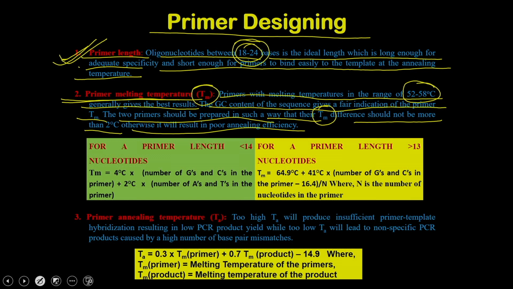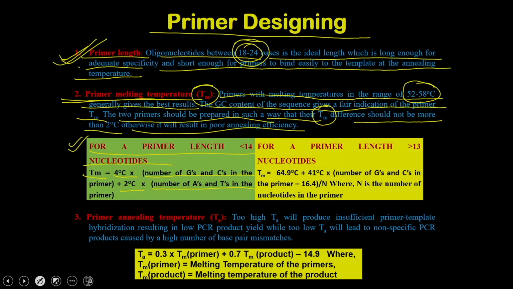How can you calculate the Tm of a primer? If you have a primer of less than 14 nucleotides, you can calculate the Tm simply by counting the number of G and C and the number of A and T. So, Tm is equivalent to 4 degrees multiplied by the number of G and C in the primer, plus 2 degrees multiplied by the number of A and T in the primer.